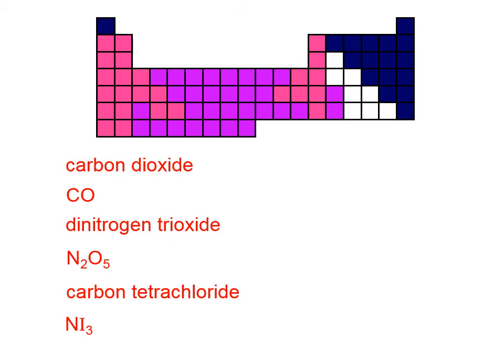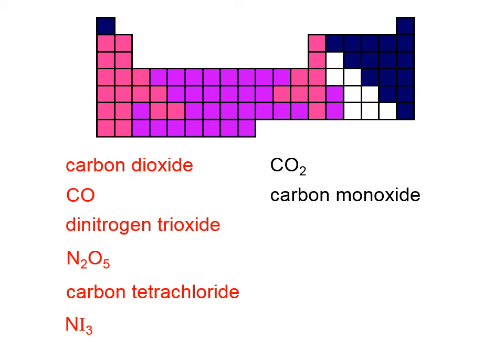Let's try some examples. Carbon dioxide. The Greek prefixes tell us how many of each element. Carbon dioxide, 2 oxygens. This next one, CO, has 1 carbon and 1 oxygen. Remember that we never use the word mono on the first element. So this one is simply carbon, but then we do use mono on the second element if we need to, carbon monoxide.